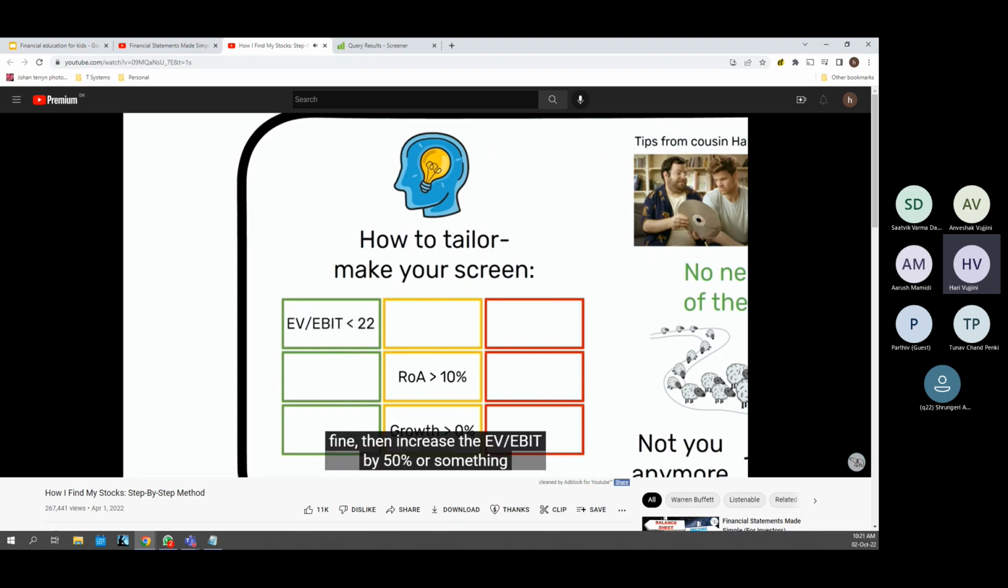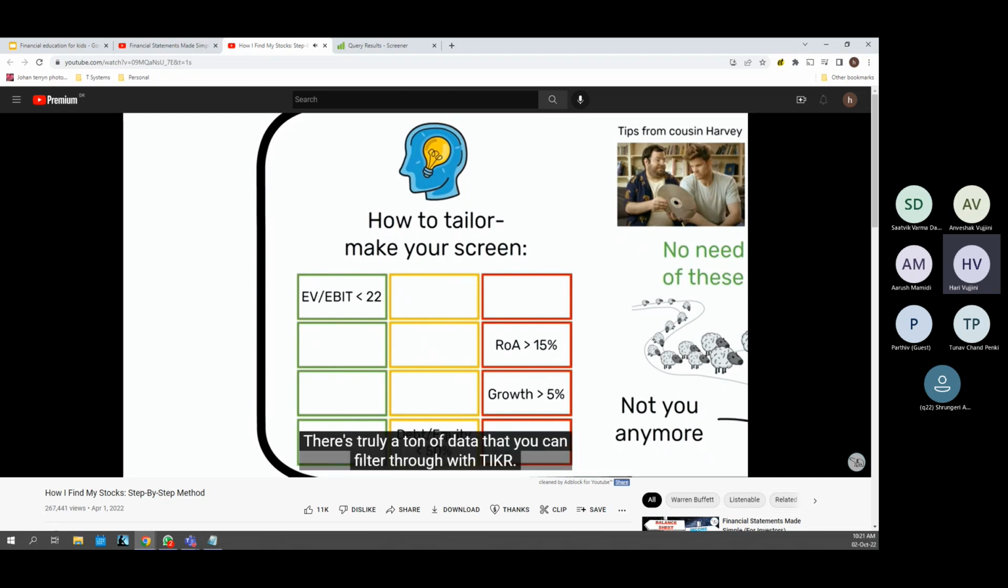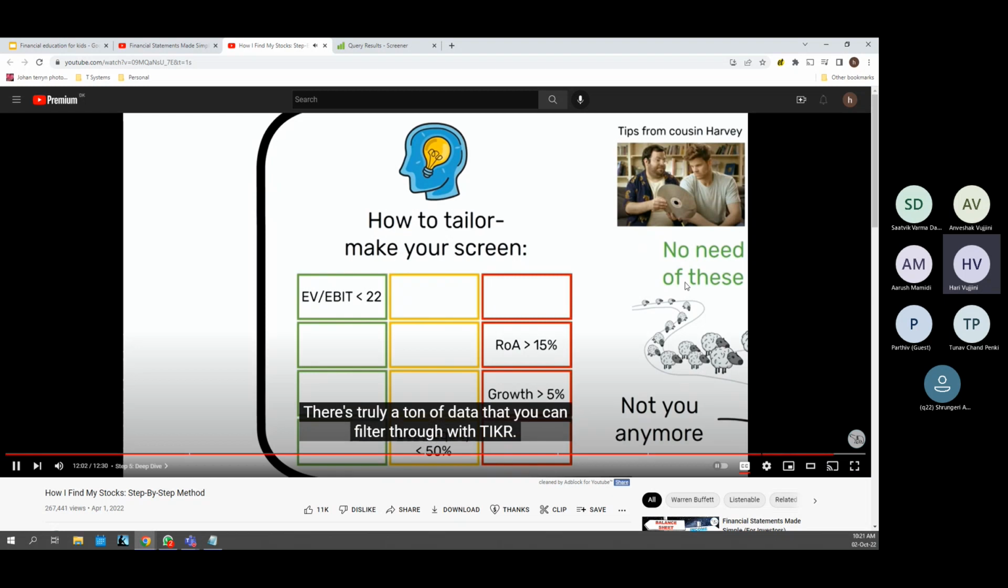Then increase the EV/EBIT by 50% or something, but be stricter with ROA and revenue growth. Or maybe you want to be even more cautious with companies with weak balance sheets. Then add an additional criteria, perhaps a debt ratio and/or a current asset ratio. There's truly a ton of data that you can filter through with Ticker.